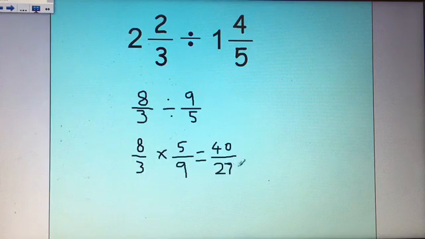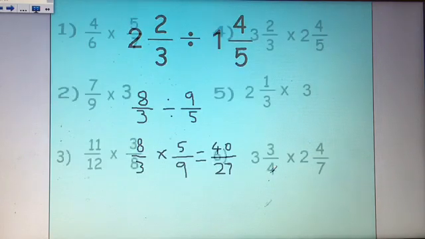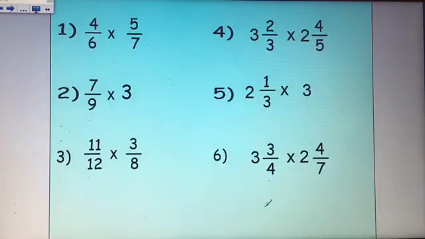So the answer would be 40/27, or you could change that to 1 and 13/27. Okay, so here's your first lot of questions. You can answer as a fraction or an improper fraction, or if you really want to stretch yourself, you can convert it back to a mixed number and simplify it to its lowest form. So press pause now to have a go at these.